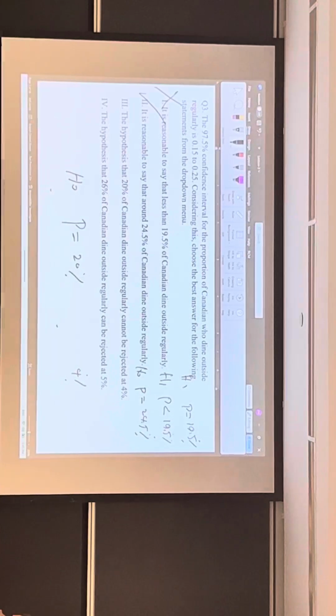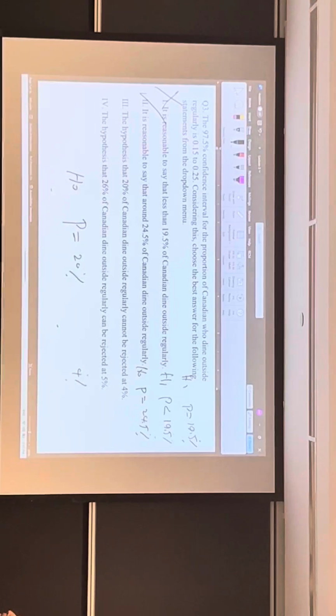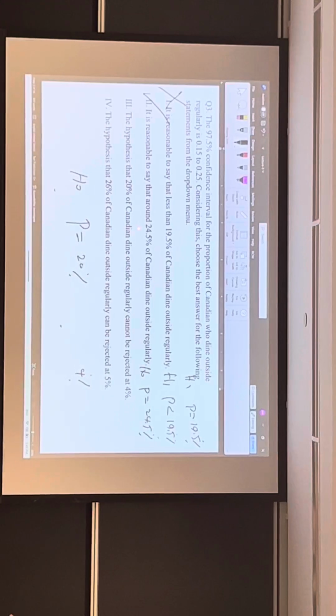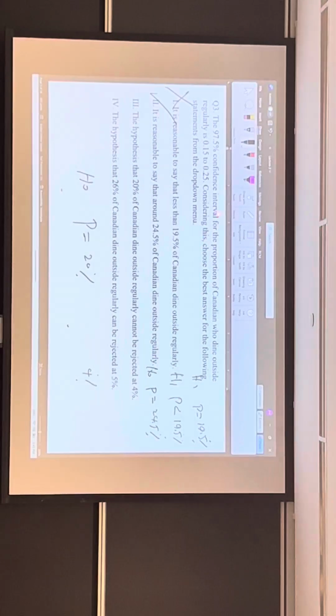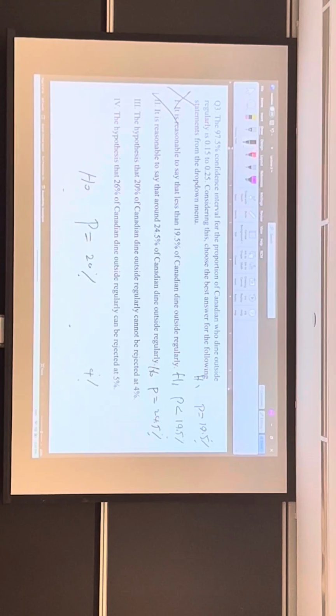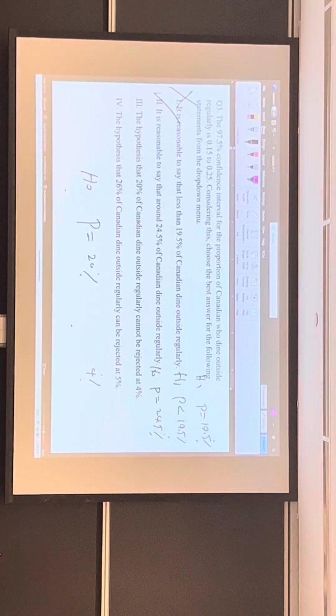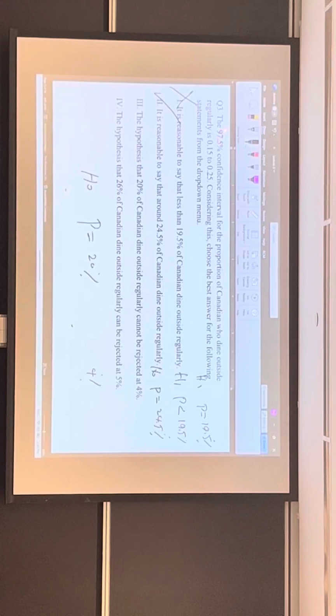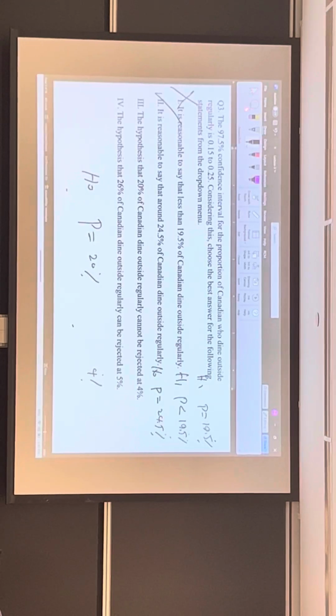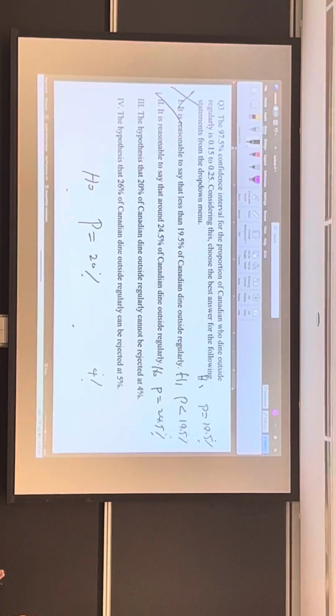True or false? This 20% falls inside the range. What does that mean? Well, it means you cannot reject at 2.5%. If you cannot reject at 2.5%, can you reject at 4%? If someone told you this test cannot be rejected at 2.5%, what about 4%?